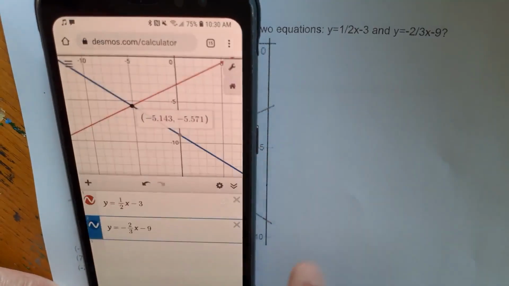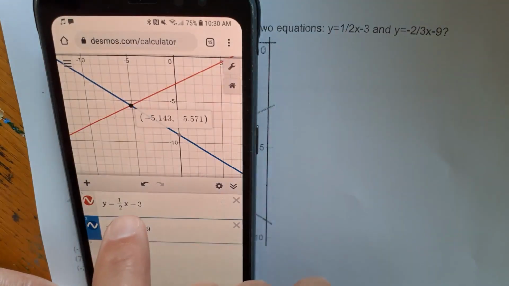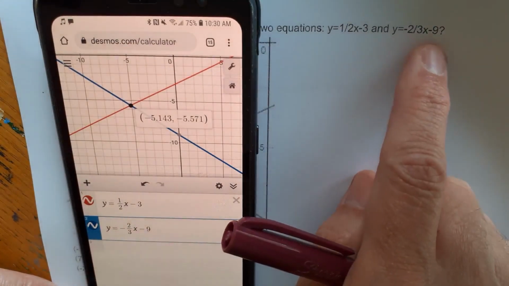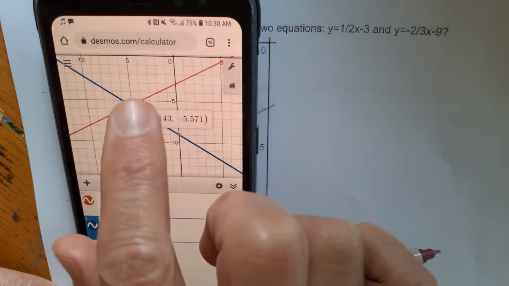So let's see if we can do that reasonably quickly. This is going to be a half x minus 3, I happen to have this in, and negative 2/3 x minus 9. I got this one in already. All right, I'll type the next one in and show you that.